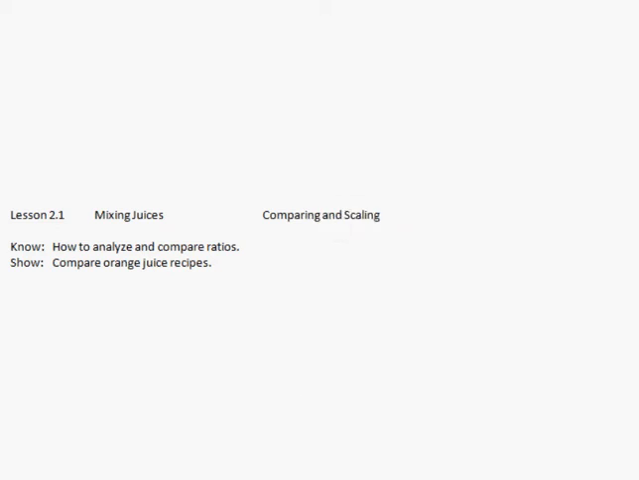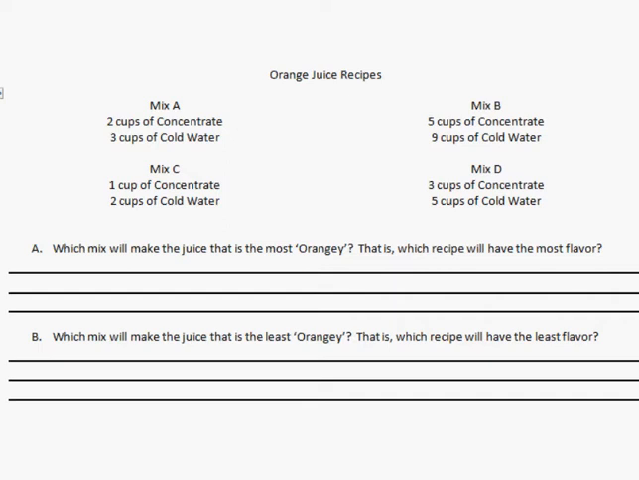Okay, this is lesson 2.1 from Comparing and Scaling. We're going to talk about the idea of mixing juices, mixing some juice drinks. So we're looking at how to analyze and compare ratios. We're going to compare orange juice recipes. Let's get started. Orange juice recipes. We have mix A, mix B, mix C, and mix D.